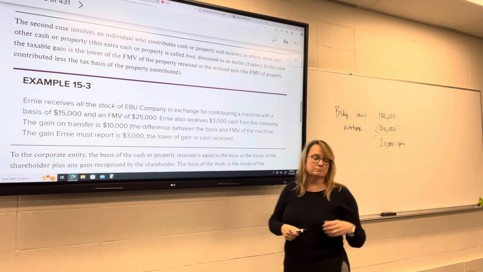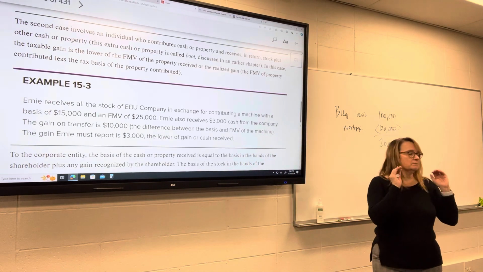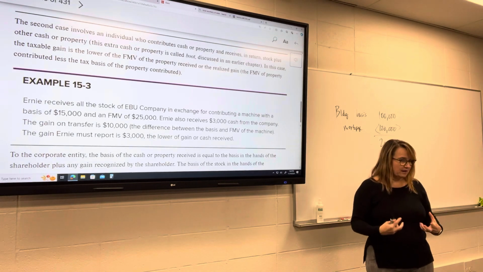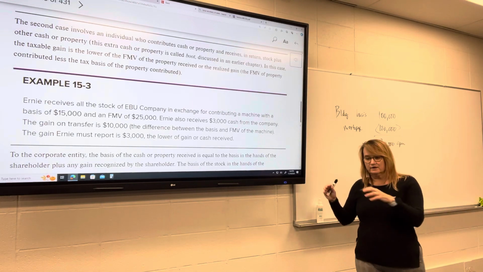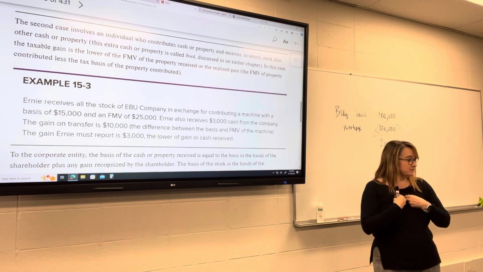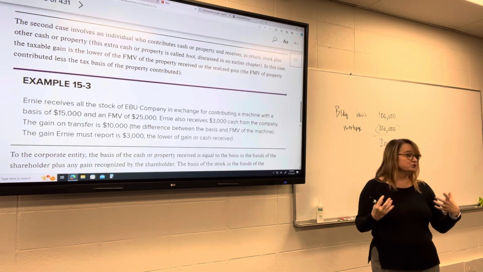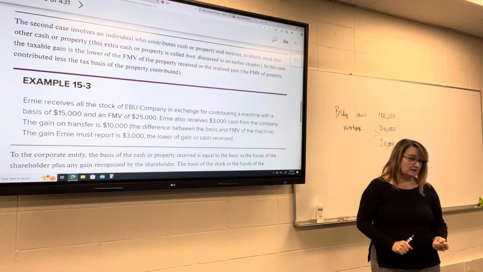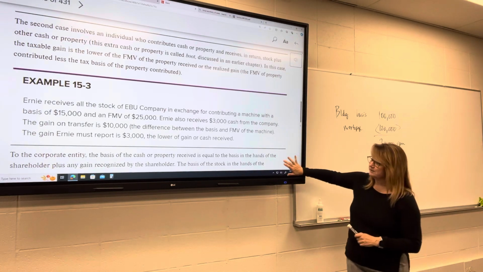Okay, so like I said, pretend it was sold. What would the gain be? So that's your first calculation, and then whatever the fair market value of what was received, compare those two, and you're going to take the lower of that, which is going to be the gain that has to be recognized on the property.